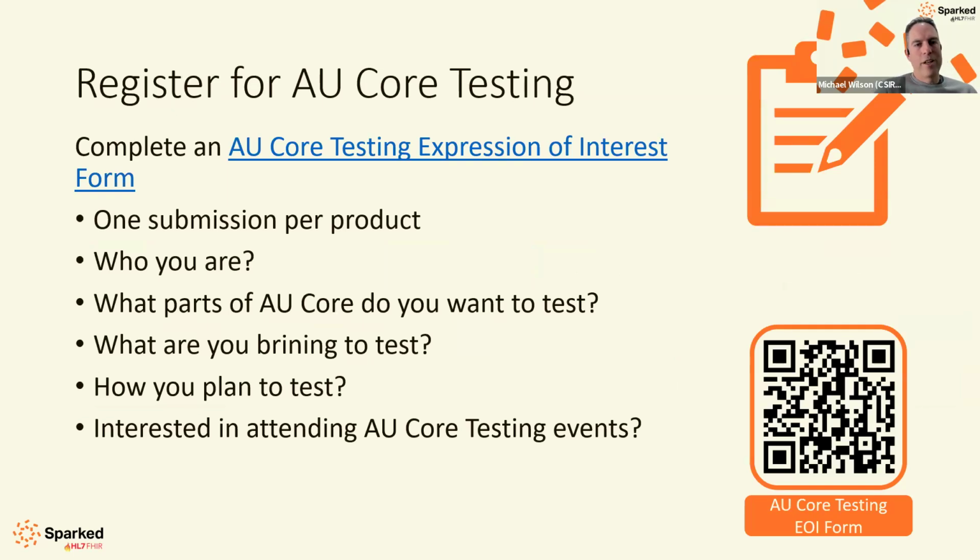So like I said, registering for AU Core testing is important. You can do that now. It's available now. There's a QR code there, and we've got it in the chat. We really want one submission per product. So if you want to test multiple products, we'd like you to complete one of these forms for each product. It gives us better detail about what you're testing and how you want to test it, and enables us to provide more tailored support as well.